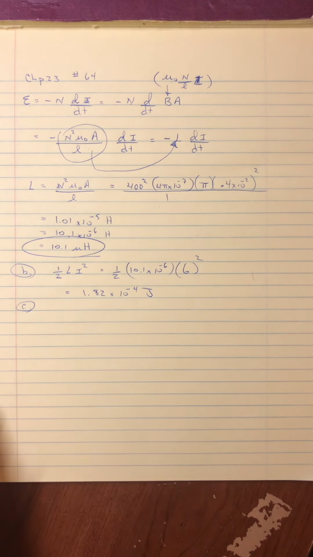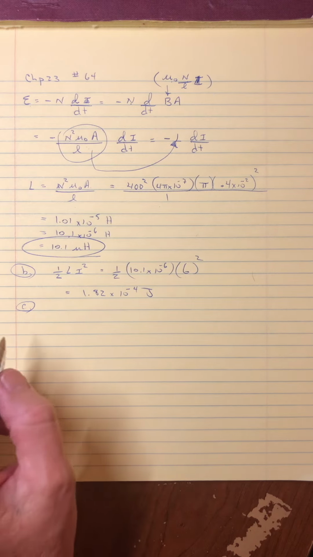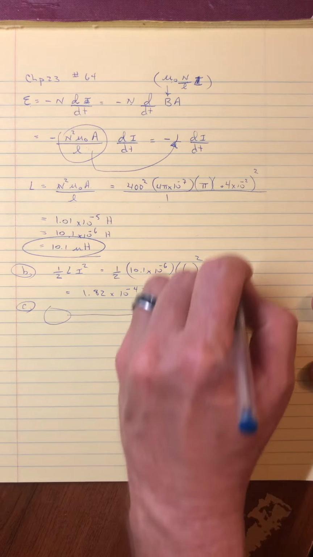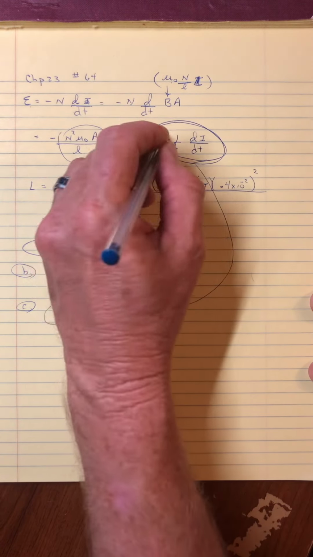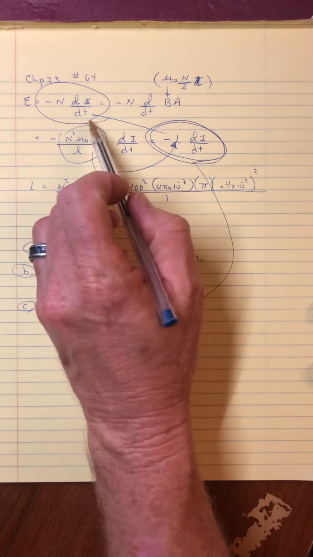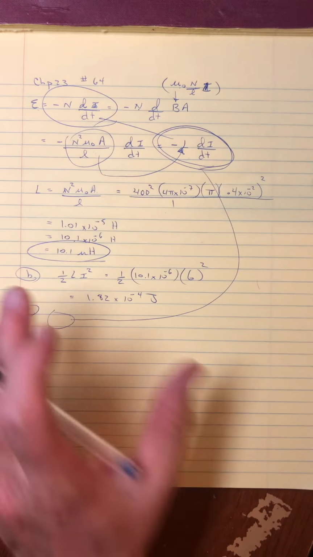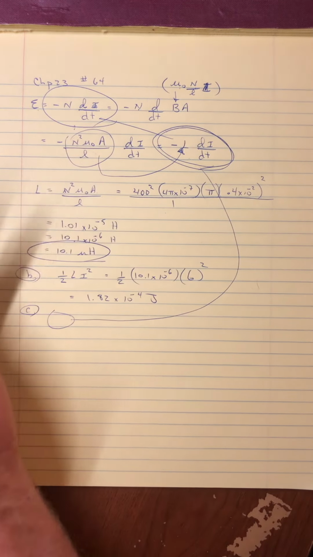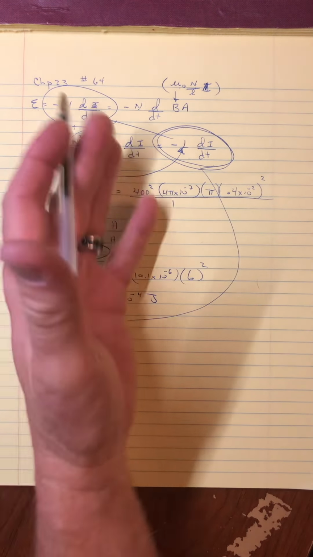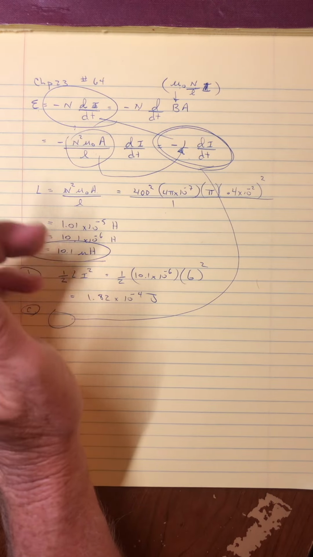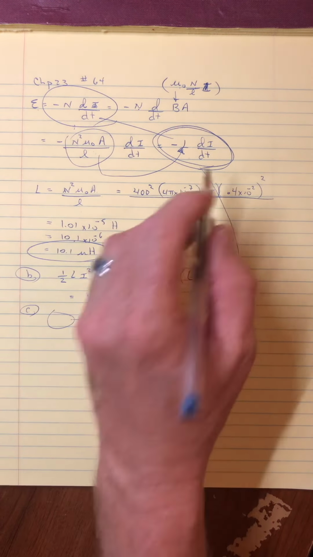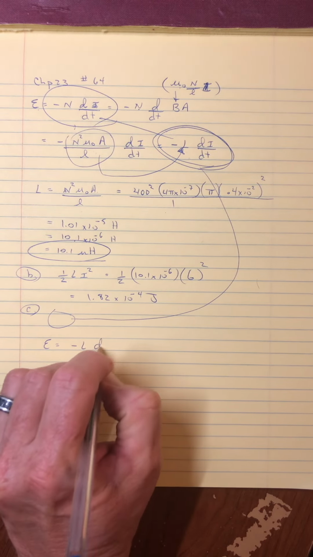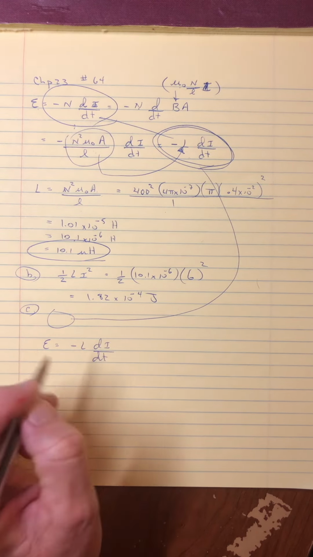And then C, what is the average EMF? Well, let me come back and point out that this is the EMF, right? This is a special case of Faraday's law. The whole chapter is all about special cases of Faraday's law. So the general principle is Faraday's law, and then sometimes we do transformers, and sometimes we do, in this case, self-inductance. Anyways, so the EMF is minus L di dt.